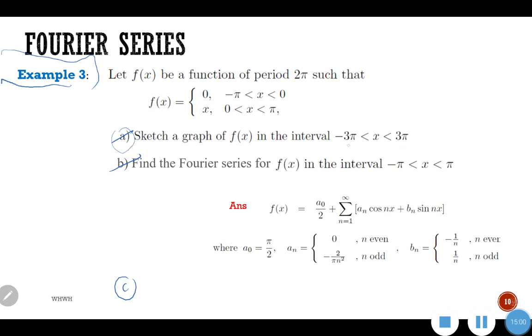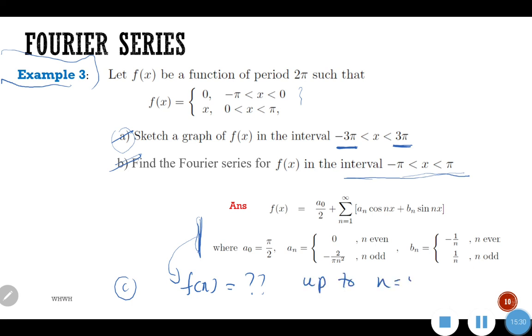Okay, this time is from the interval negative 3 pi to 3 pi. The function is defined from negative pi to pi. Okay, and the question asks you to find the Fourier series for f(x) in the interval from negative pi to pi. Soalan ni saya dah bagi jawapan halfway, tapi saya nak you all try to find f(x) equals to apa. Okay, the series up to n sama dengan 5 macam tadi. Maknanya expand the series, gantikan n equals to 5 macam mana rupa jadinya you punya series tu.